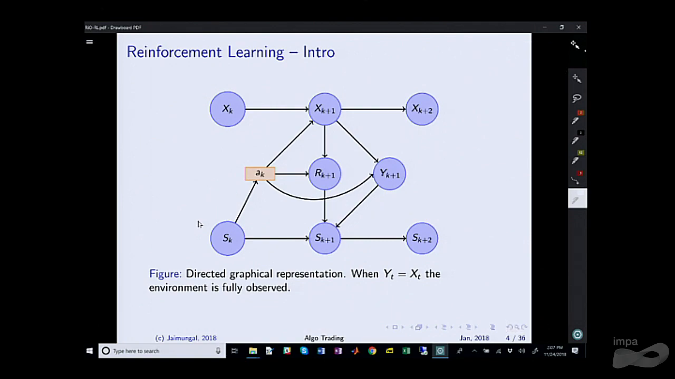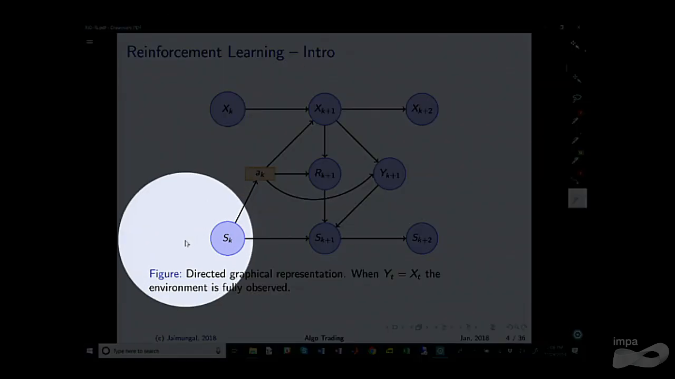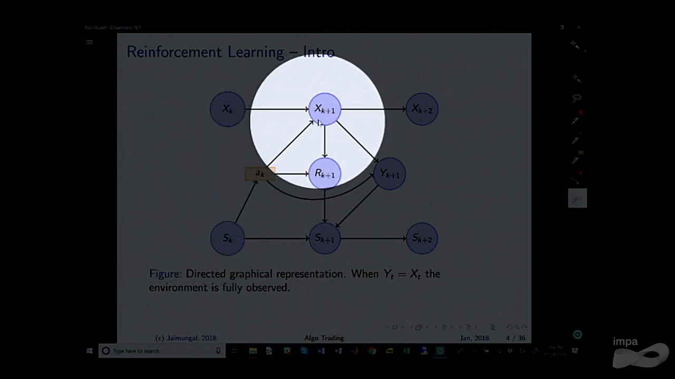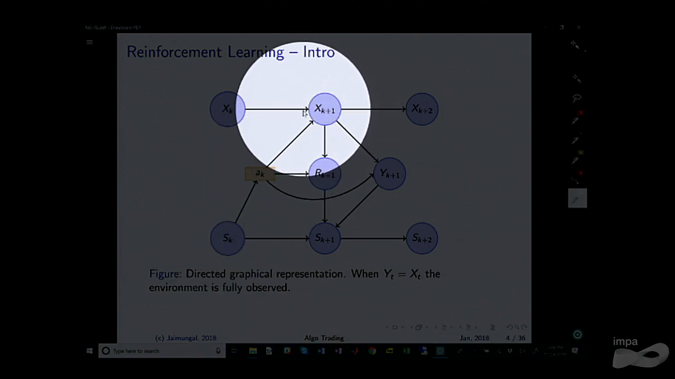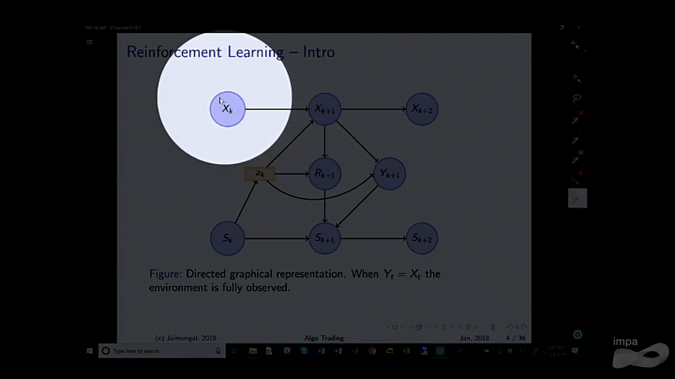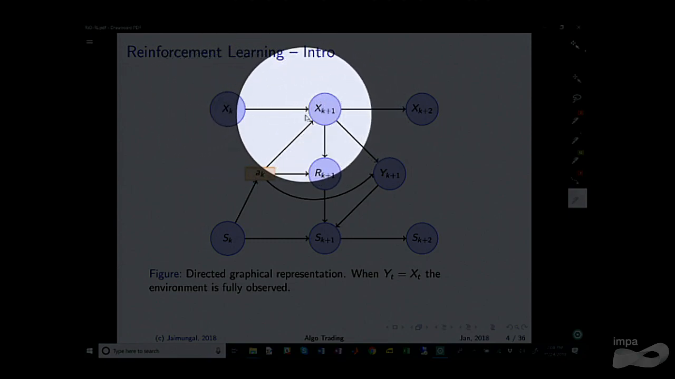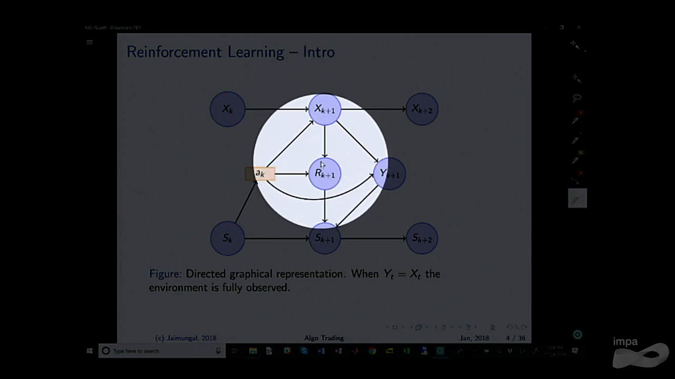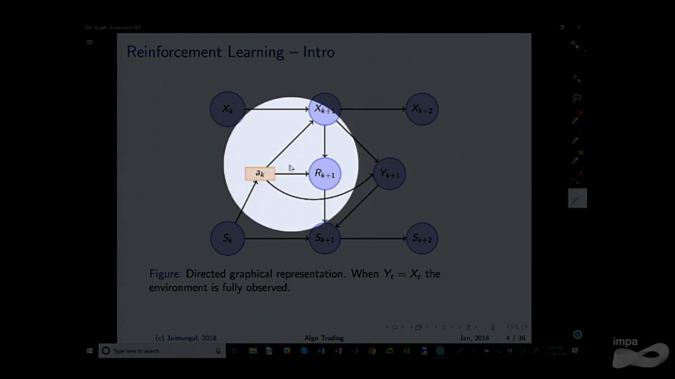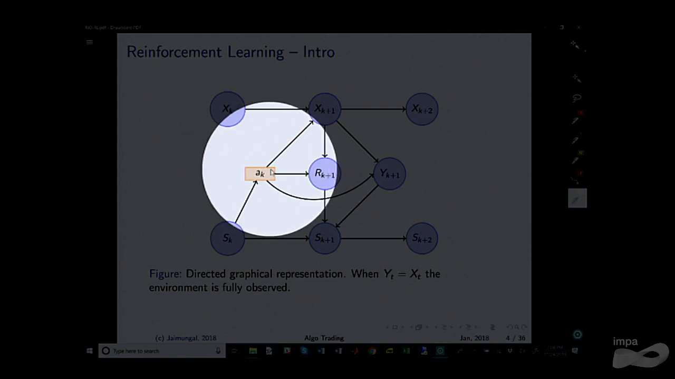Top part of the diagram is the real evolution of the system. Bottom part of the diagram, S, is the states that you observe and that you use for your optimization problem. You take an action. So given your state SK, you take an action. That action affects what the new state is going to be of the real world, which also depends on the previous state of the real world. That emits a reward. That reward may depend on your current action as well.